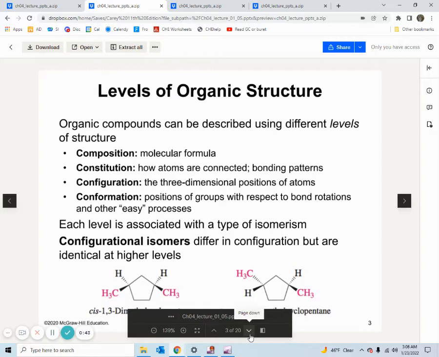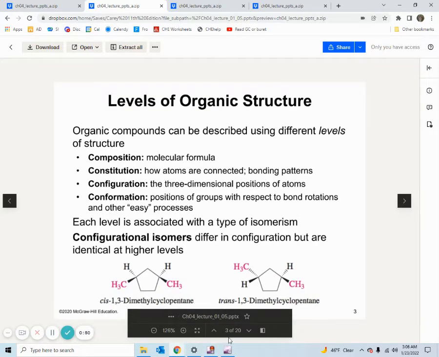For example, configurational isomers differ in configuration but are identical at higher levels, as we see here from the cis-1,3-dimethylcyclopentane versus the trans-1,3-dimethylcyclopentane.